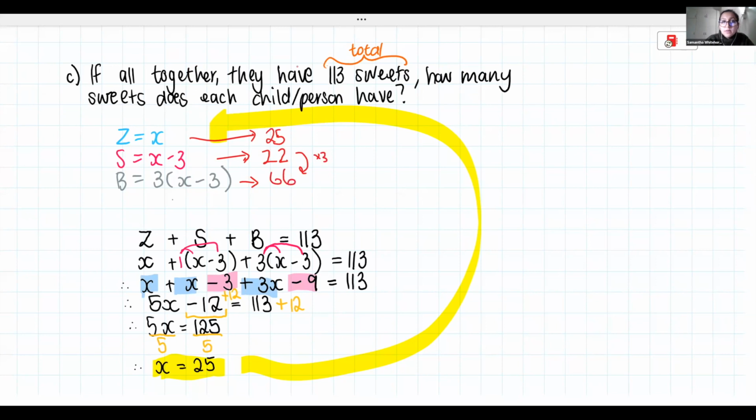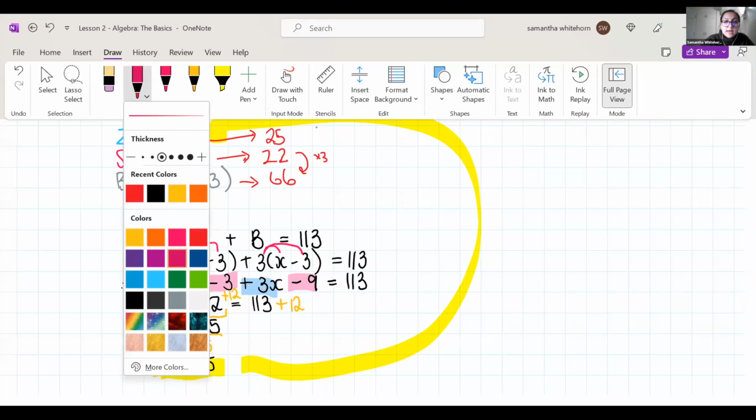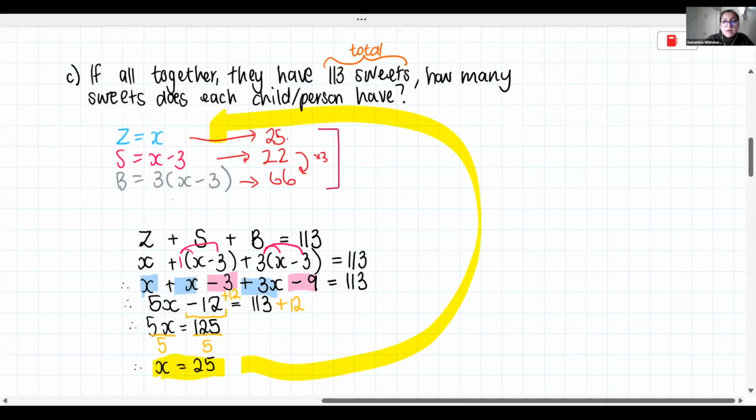Now you can go and double check yourself, grade 8s. If you take all of those numbers and add them together, 25 plus 22 plus 66, we get 113. And that makes sense because the total number of sweets that I gave you was 113. So you can always double check yourself by adding your values together to make sure you get the total that I gave you.